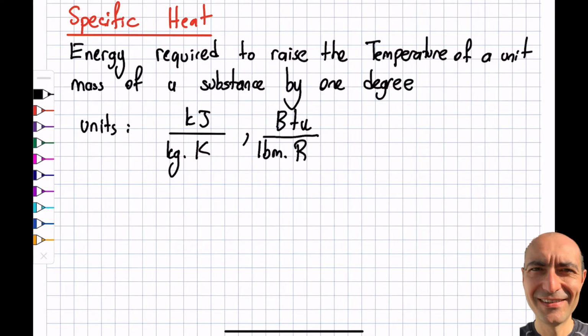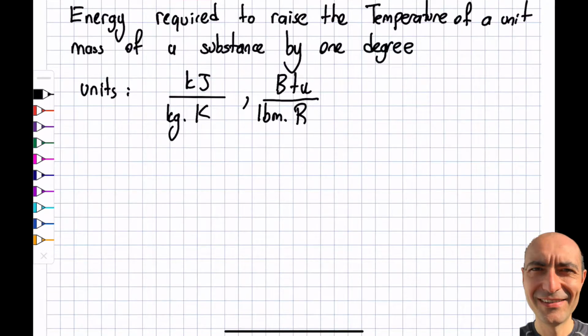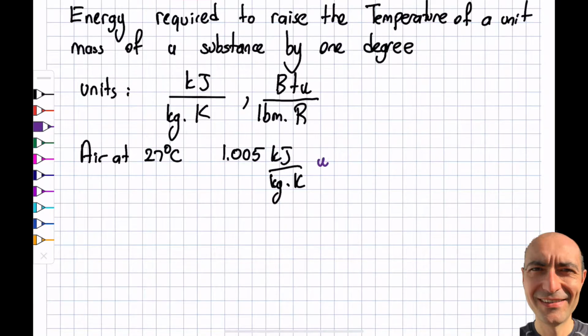So if I want to put some number to it as an example for air, air at 27 degrees C, which is the room conditions, I need 1.005, almost 1 kilojoule of energy per kilogram of air per Kelvin. So this is the actual particular number. However, this is not sufficient. Actually, this is the energy that I need to supply if the process is constant pressure, basically while keeping P constant, okay?